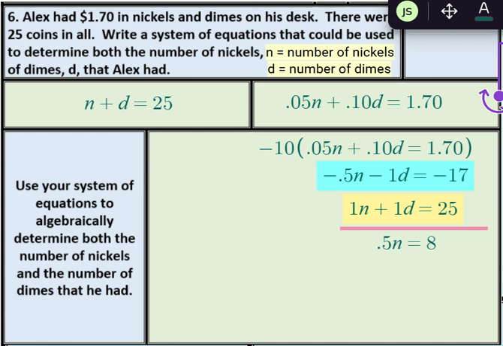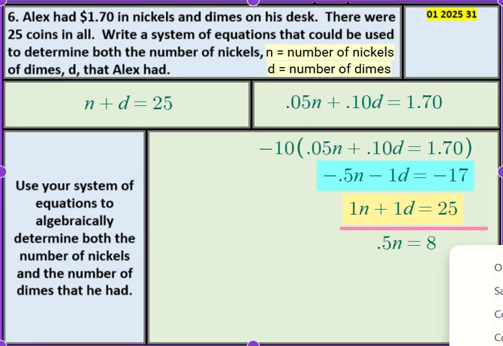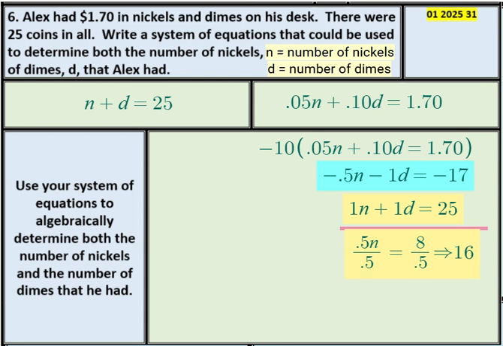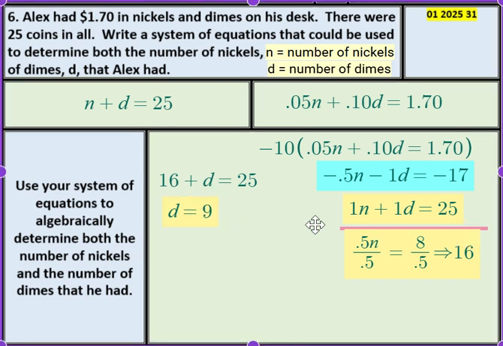So my final step to figure out what n is to divide both sides by 0.5. And again, I can do this on my calculator. And when I divide, I get that n, the number of nickels, is 16. Now I can put that 16 into my first equation. 16 plus D equals 25. If I subtract 16 from both sides, I get that D equals 9.